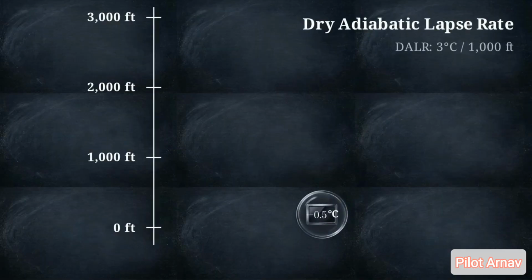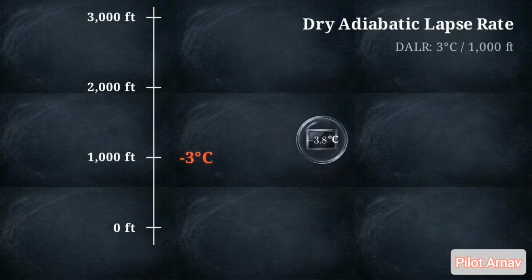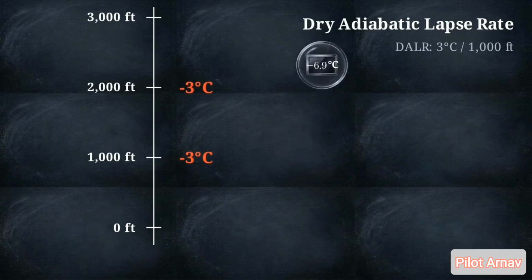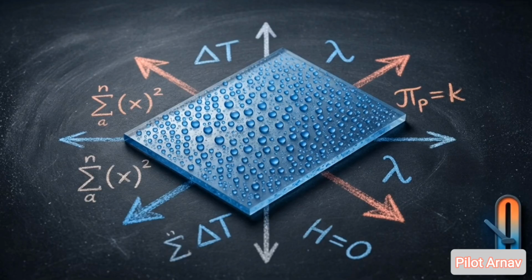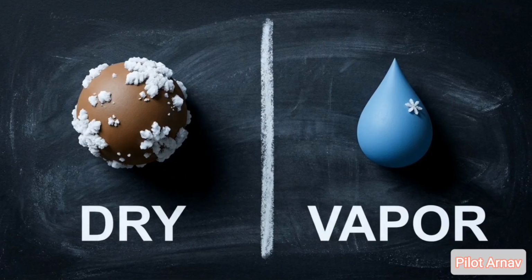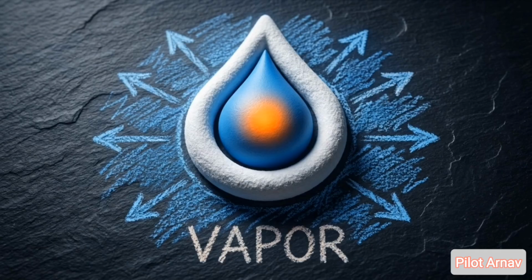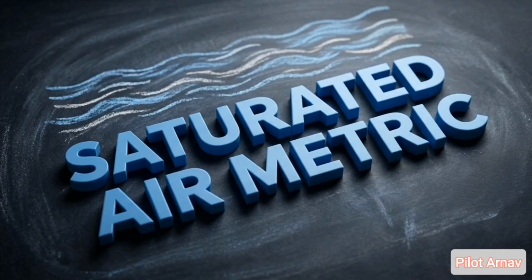Completely unsaturated, dry air cools at a fixed rate of precisely 3 degrees Celsius for every 1,000 feet of ascent. That rate changes once moisture is introduced to the parcel. Water vapor cools at a slower rate than dry air. In a saturated parcel, this vapor acts as a thermal buffer that resists rapid cooling. This gives us our second metric, the saturated adiabatic lapse rate, or SALR.